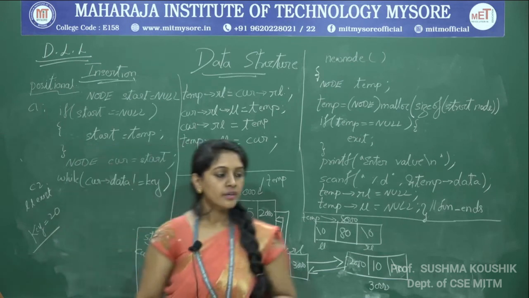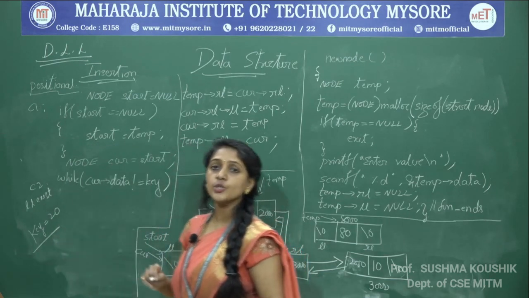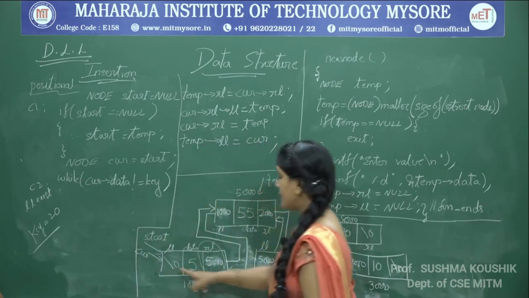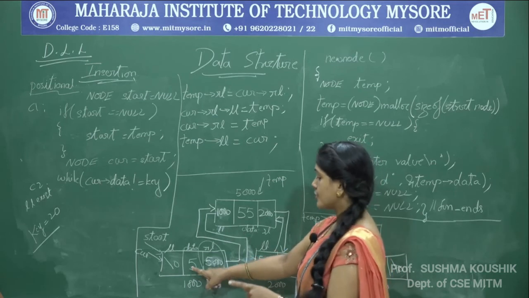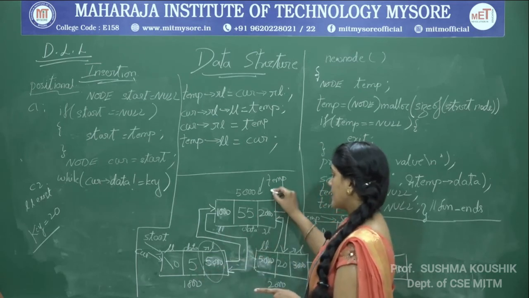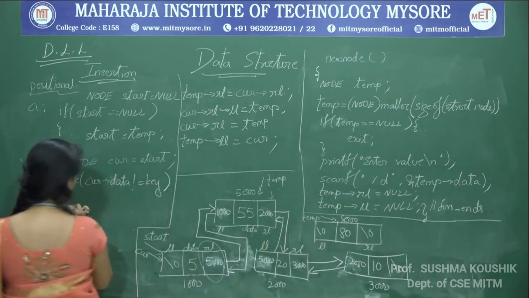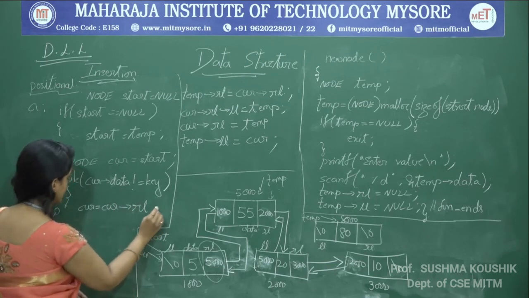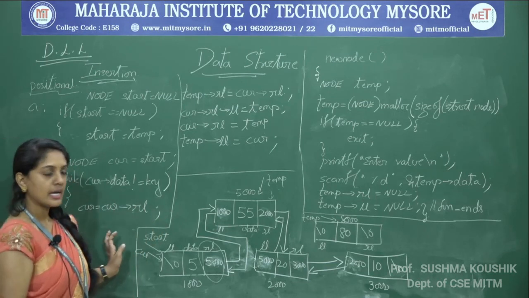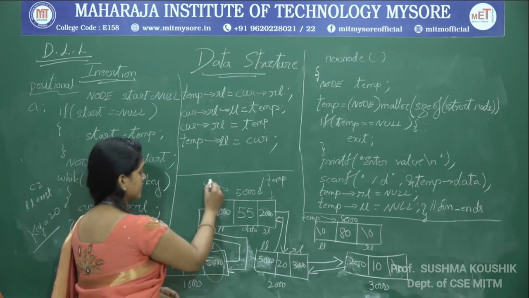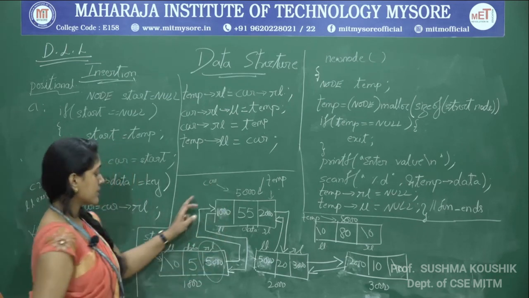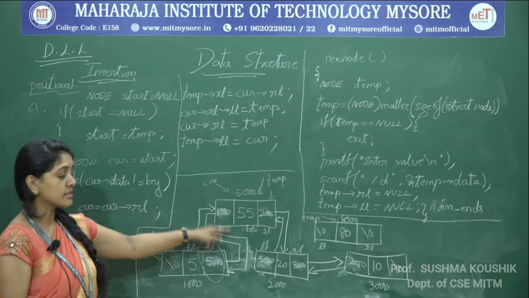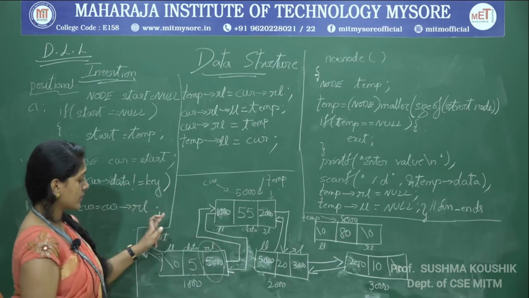How much is the key value? We have assumed that key value is equal to 20. Okay, so with this, while current of data is not equal to key, key is 20 now. So traverse: current is equal to current of RL. Current is here. Keep traversing it. Okay, until when? Current is here now. So is current of data equal to key? No, it is not equal to key.